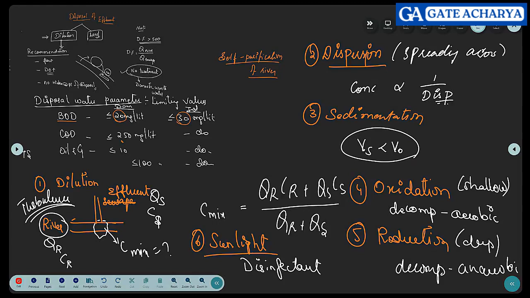Okay, while these six processes happen, the water has to travel a certain distance along the river. Then these six processes will take place. After the six processes, the river is getting purified itself. After that, we can pump the water to the next community. This is the self purification process in a river.